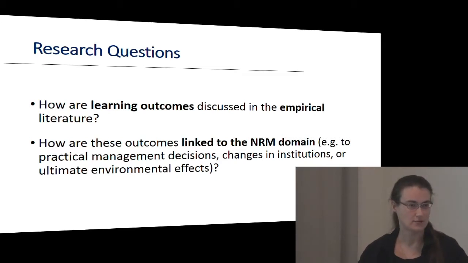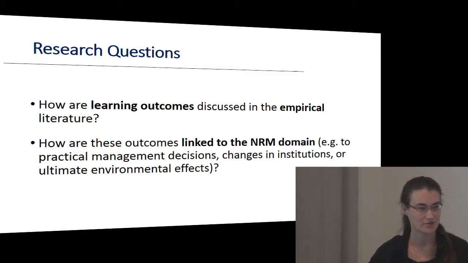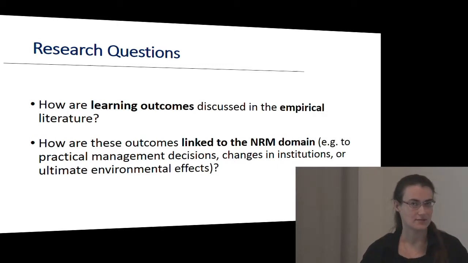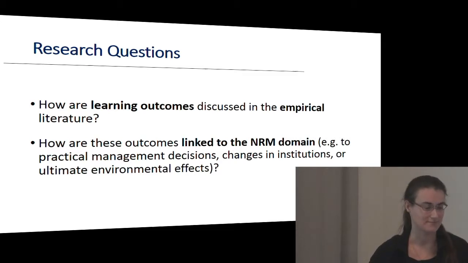So about the topic, it focuses on learning in natural resource management. And why did we choose such a topic? It's basically the reason that in natural resource management, the learning concept has taken up quite popularity. And it's said that you can have a lot of positive outcomes from this concept into the practice. So you can have practical management, better decisions. You can have changes in the institutions. You can have the ultimate better environmental effects and so on. So we were interested in what does the literature say about it? What is there?